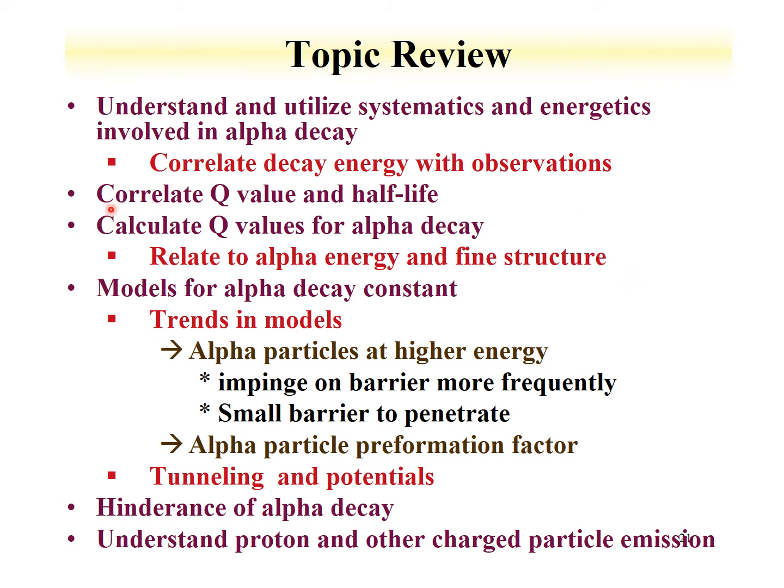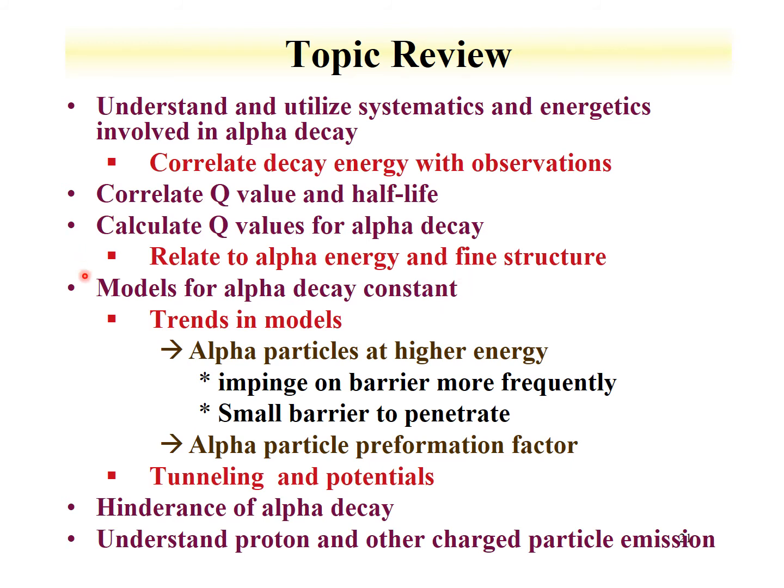There was also discussion on fine structure and alpha decay. In other words, alphas often just don't produce one alpha energy. There are different alpha energies, and that has to do with the decay of the parent to the daughter ground state and excited states in the daughter. Those are often accompanied by gamma decays. We'll discuss this more when we discuss gamma decay in the course.